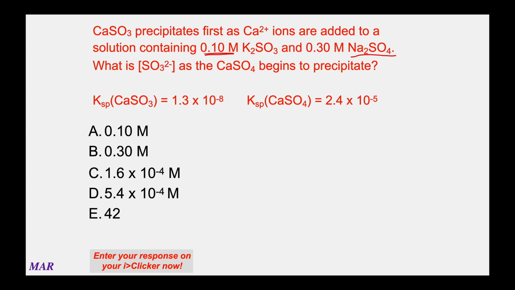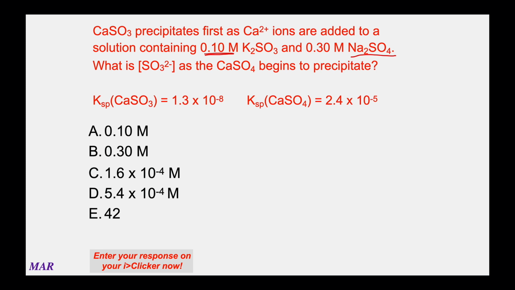Okay, at this point, I'm assuming you've tried the problem. You're ready to talk about the answer, so let's do it. Okay, so we saw in the last problem that calcium sulfite precipitates first. Smaller KSP, smaller amount of calcium required to make precipitation happen. In this part of the question, we want to know how much sulfite is left as the calcium sulfate, the more soluble thing, begins to precipitate.